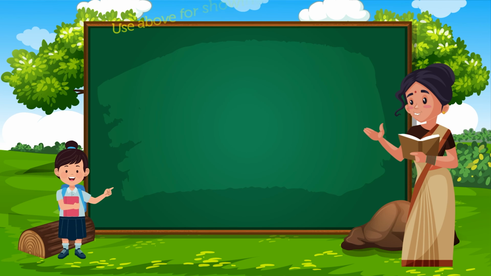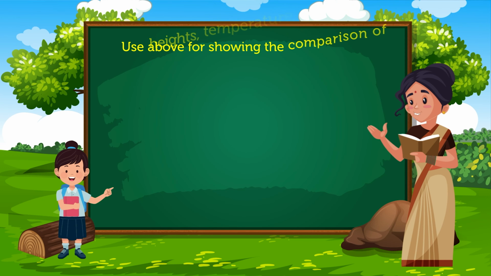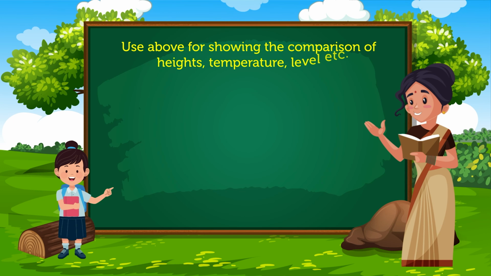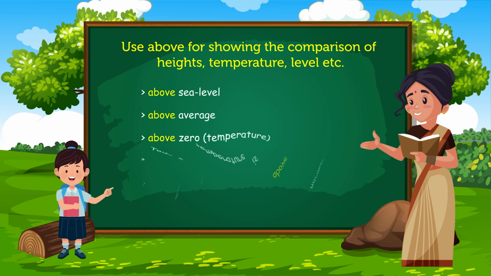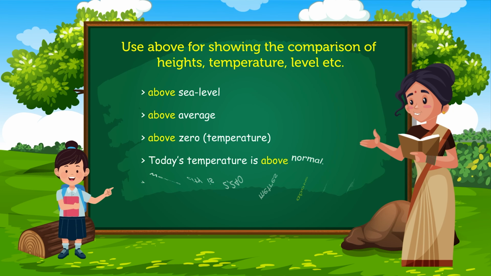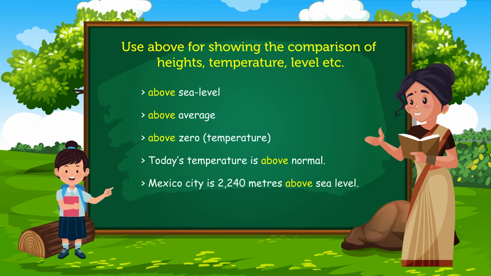Use above for showing the comparison of heights, temperature, level, etc. For example, above sea level, above average, above zero. Today's temperature is above normal. Mexico City is 2,240 meters above sea level.